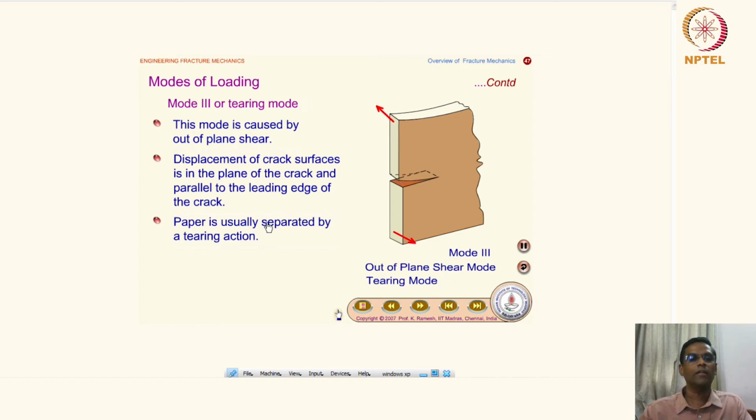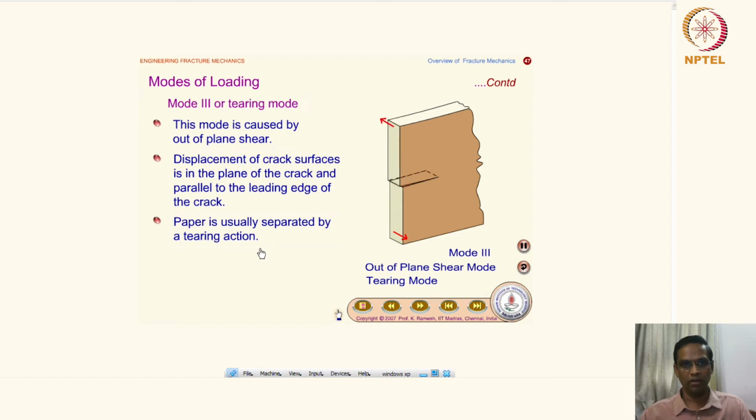So you can see that. And the displacement of the crack surfaces is in the plane of the crack and parallel to the leading edge of the crack. Paper is usually separated by a tearing action. See, if you want to tear a paper, you intuitively tear it in the tearing mode.